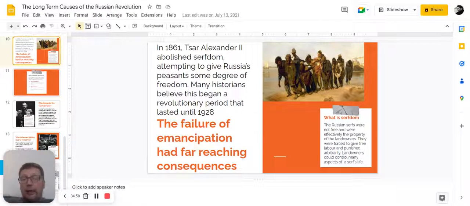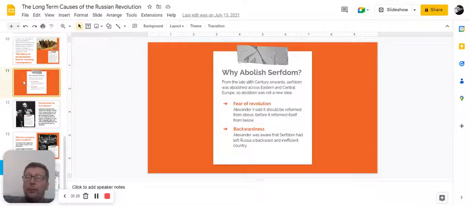So it's hard to put into words the level of resentment and anger that this sparked. Peasant rebellions in the next 30 years suddenly become a fairly regular affair. They had not happened very often prior to that or been that widespread, but after the Edict of Emancipation, there are large numbers of peasant revolts and uprisings. What the peasants wanted was land, and they were hungry for land, and understandably so, because land to them is life and land to them is security.